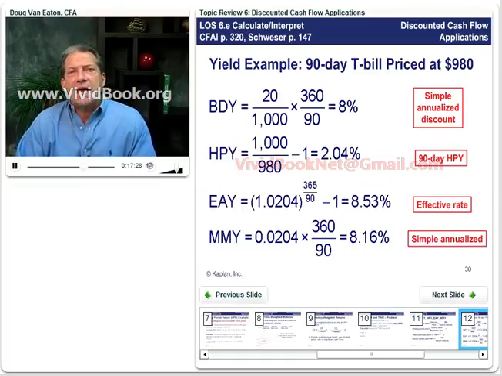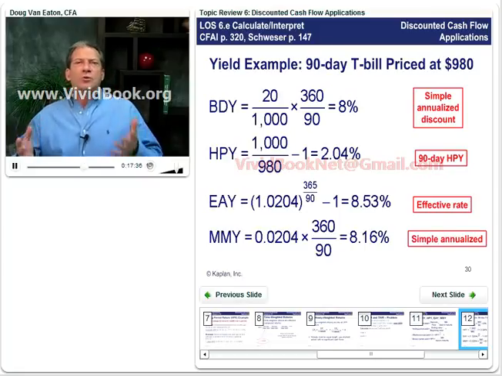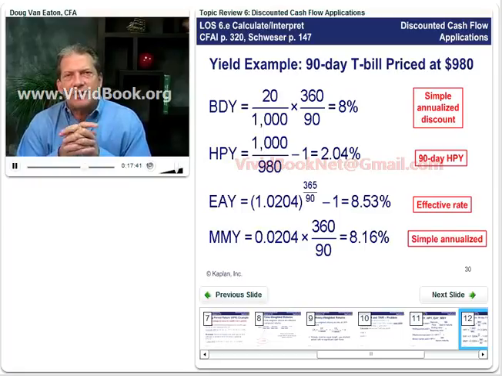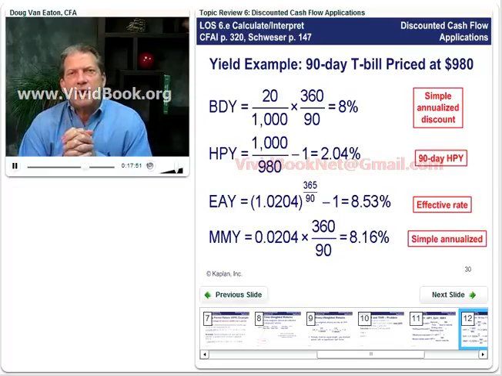Say we've got a 90-day T-bill. It's priced at $980. It's going to pay $1,000 at maturity 90 days from now. First calculation, what's the bank discount yield? Well, $20 discount, $1,000 face value, that's a 2% discount. But it's a 90-day T-bill, so we've got to annualize that by multiplying by 360 over 90, which is 4. So we end up with an 8% annual discount yield.